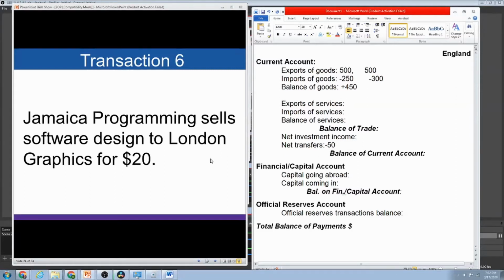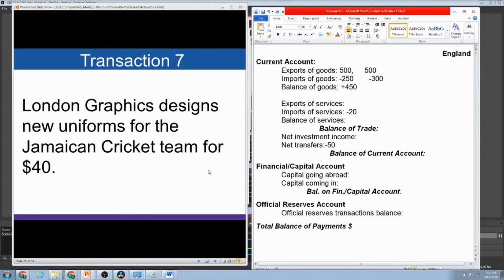Then we go to Jamaica Programming sells software designed to London Graphics for $20. Okay, that is a service, and we're importing that service. Okay, that would be $20, but because it's leaving, it's going to be a negative $20. $20 for service. Okay. Again, not using any of the dollar signs. You could also put in parentheses the number of the transaction so you can actually keep track if that's helpful to you.